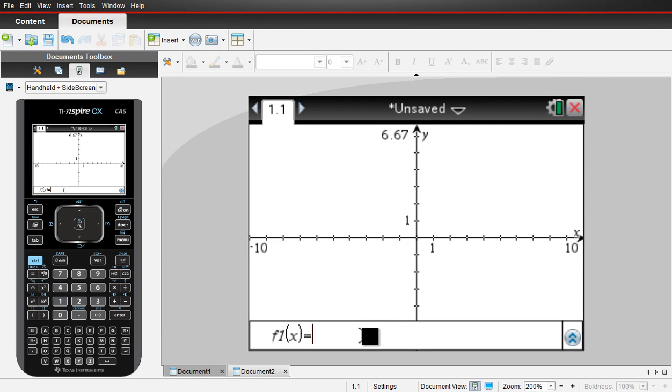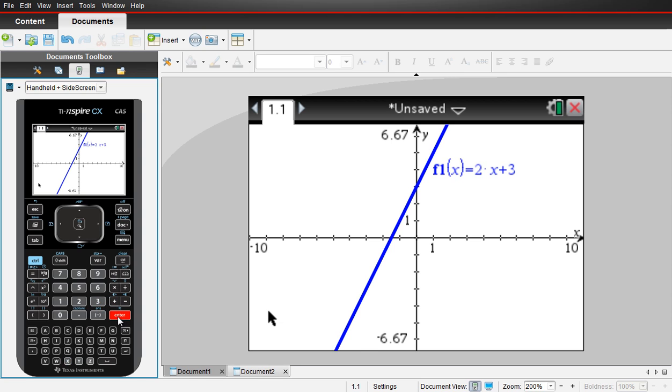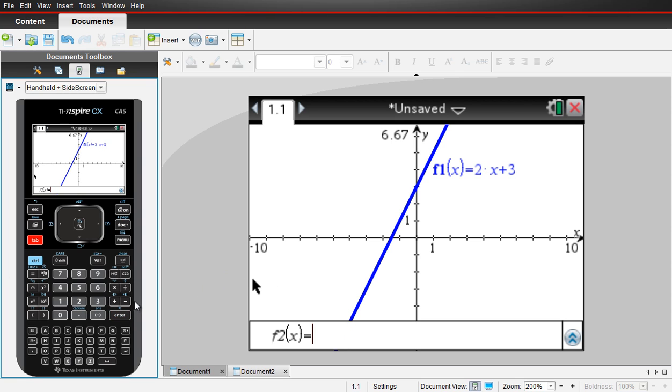Let's have a look at a couple of linear equations. First of all, I'm going to enter the function 2x plus 3. It looks like this. Then I'm going to draw another linear function.